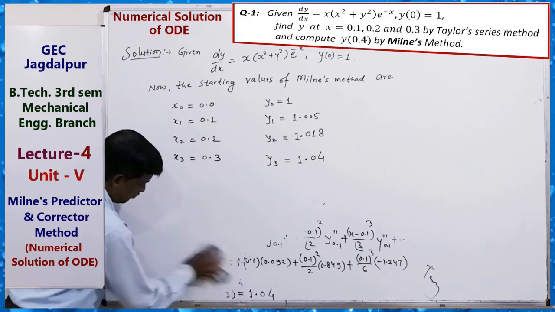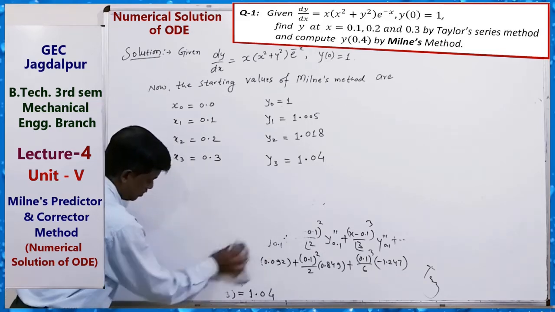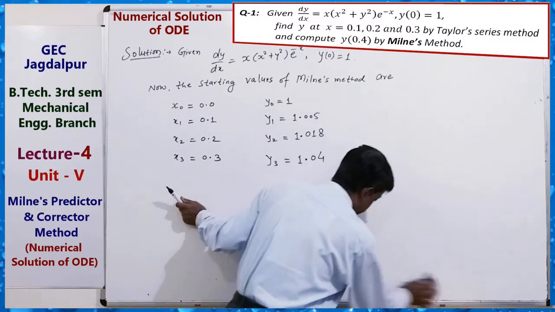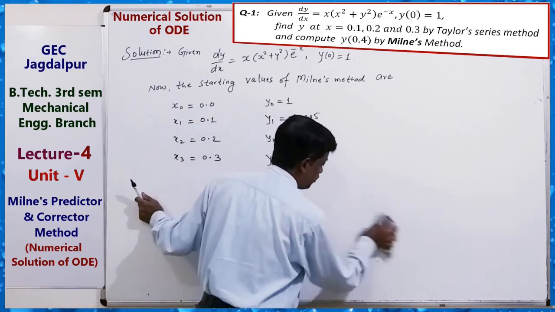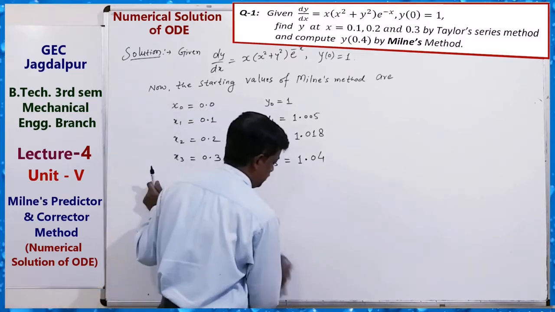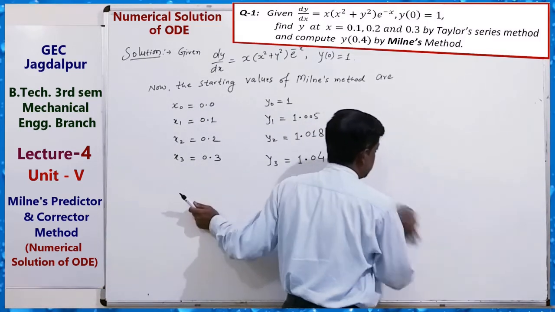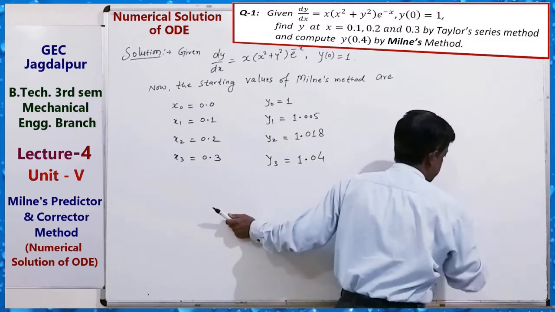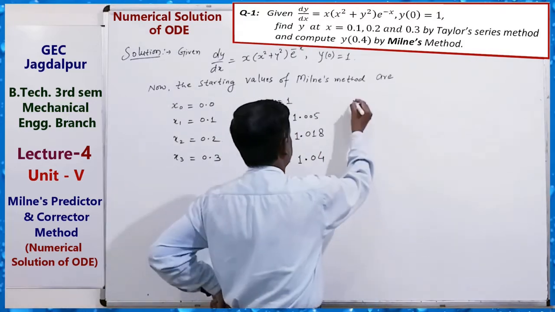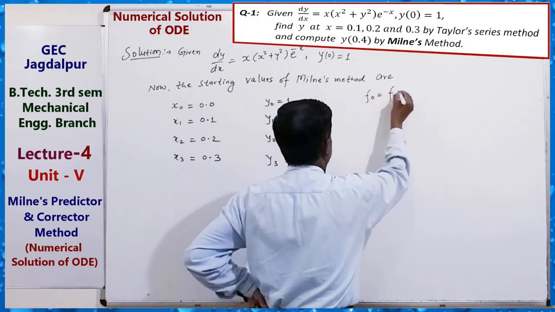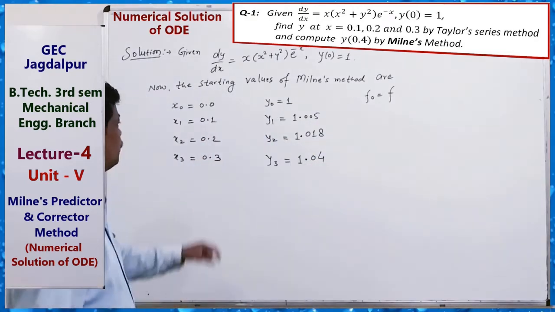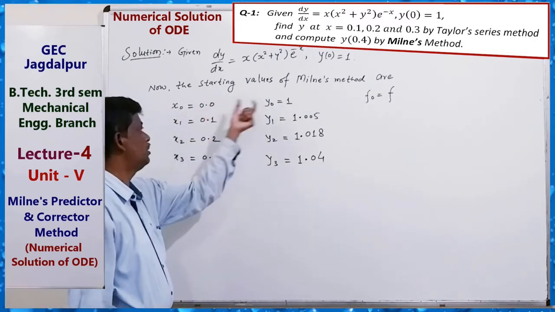Okay, we have already got these values. Now for the prediction formula, we require f0, f1, f2, f3. So just find f0, f1, f2, f3. Now F0 equals to f(x0, y0), where y0 is 1.